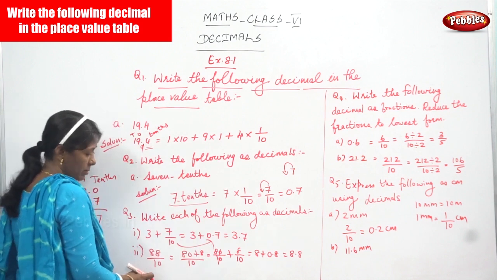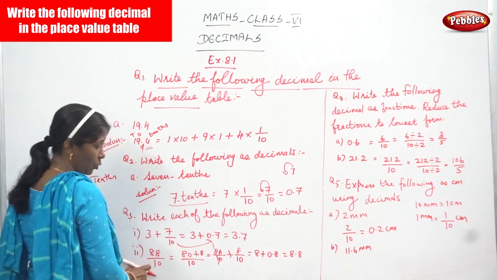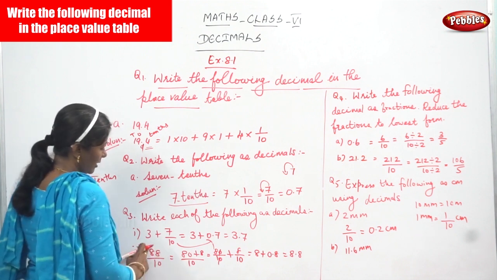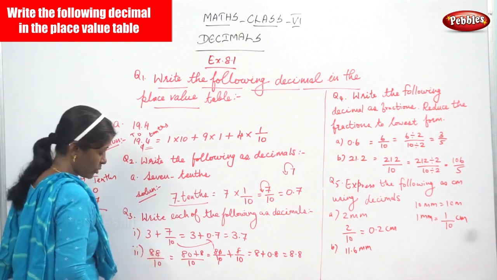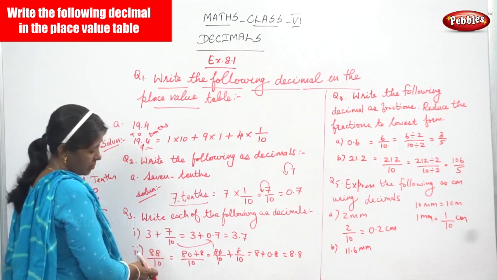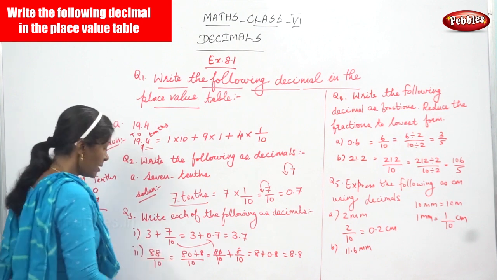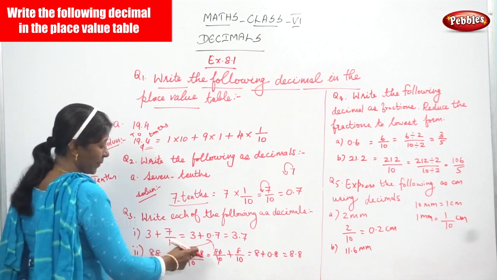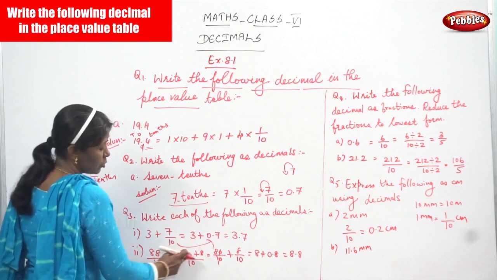And 88 by 10. This is a fraction form. This fraction form is converted into decimal form. So 88, first you have to convert what? This numerator, this is a what? Improper fraction, because the numerator is greater than the denominator. Numerator is 88 and denominator is 10. Now you have to split this 88: 80 plus 8 divided by 10. So 10 is the denominator and 80 plus 8 is the numerator.